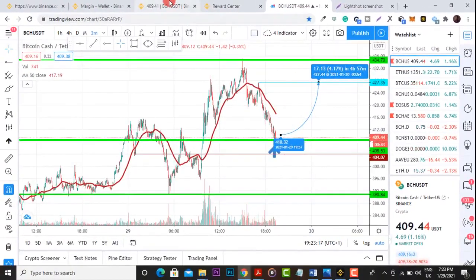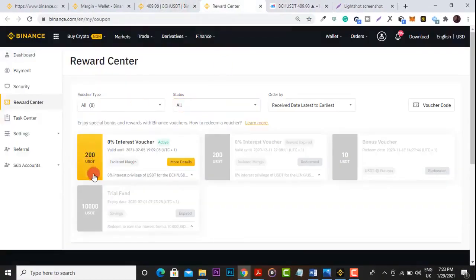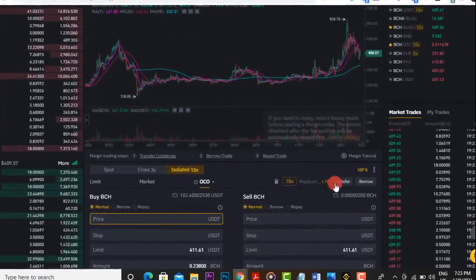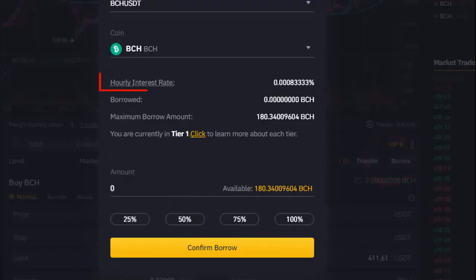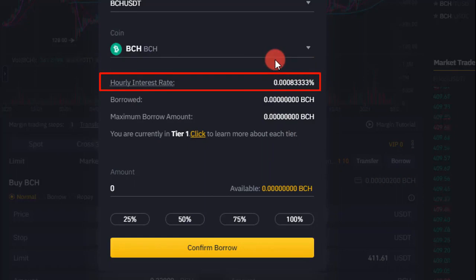Okay, so that's all about using the 200 USDT 0% interest voucher. It's most likely, if I still have this trade on after 5th February 2021, by this time I'm going to receive an email that they'll start charging me interest. And funny enough, the interest is usually very, very low. Let me come to borrow and show you. This is like the cheapest interest you can get. See the hourly interest rate. Every hour they will charge you 0.0008333%. That is very, very low. It's like the cheapest thing.